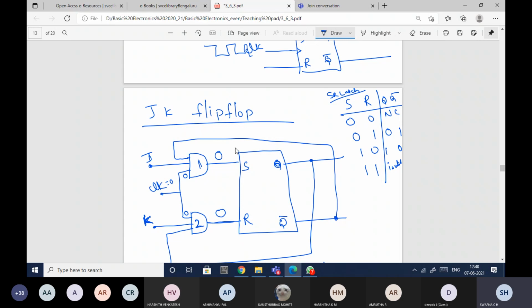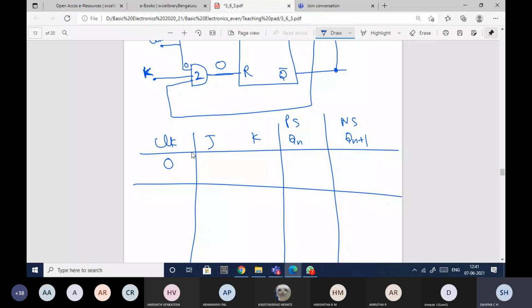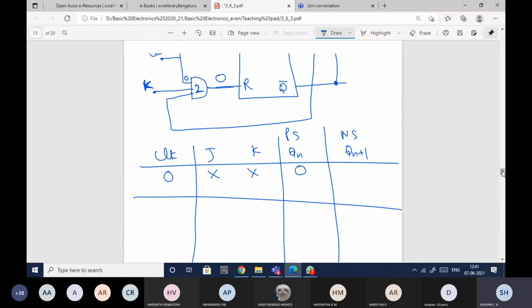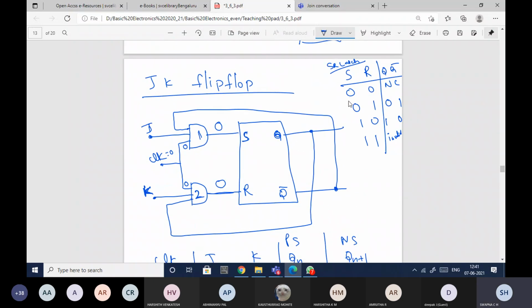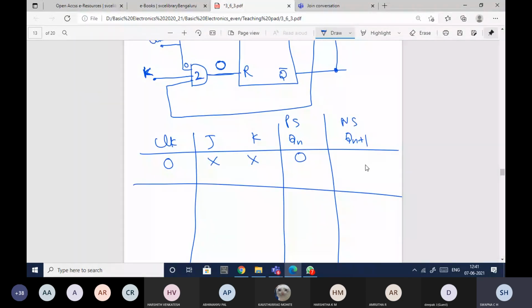Now if you observe, S value is 0 and R value is 0. So what will be the next state? Clock is equal to 0, and irrespective of J and K values, if the present state is 0, what is the next state? See, S value is equal to 0 and R value is equal to 0. No change, right? No change in the sense, if the present state is 0, next state is also 0. If the present state is 1, next state is also 1. That's what it indicates.